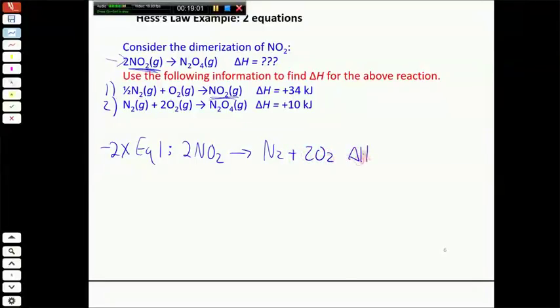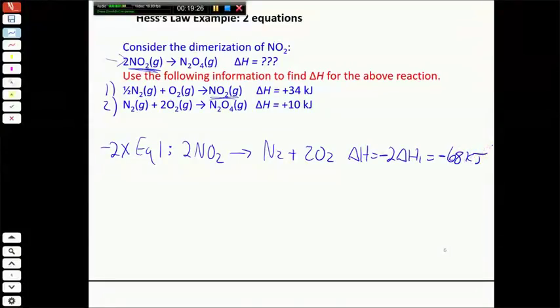And then what the delta H becomes is just minus 2 times that first delta H. Okay? Because remember, we flipped the equation, so that's going to change the sign of delta H, and we double the coefficients, so that's going to double the magnitude of delta H. We're doing 2 things here. We're flipping and doubling. So our delta H gets multiplied by negative 2, and that becomes minus 68 kilojoules.